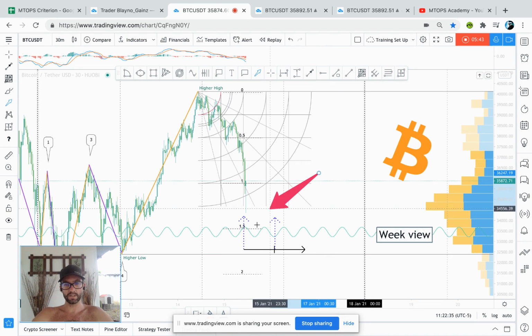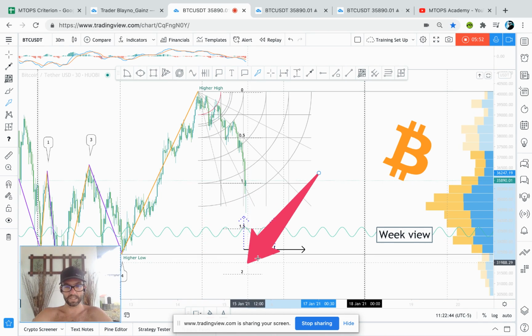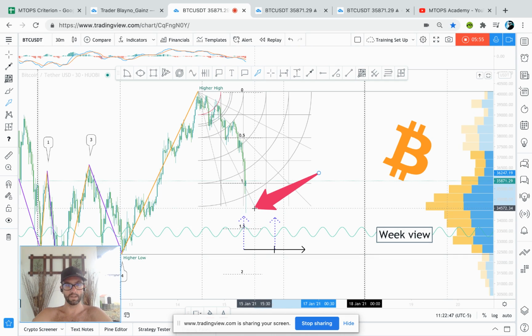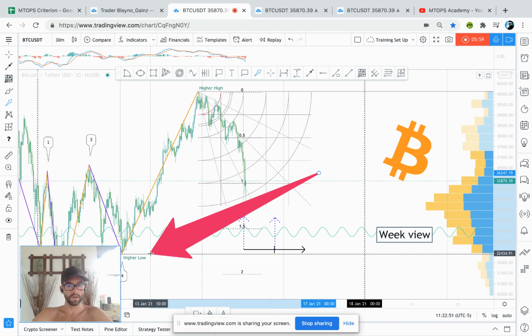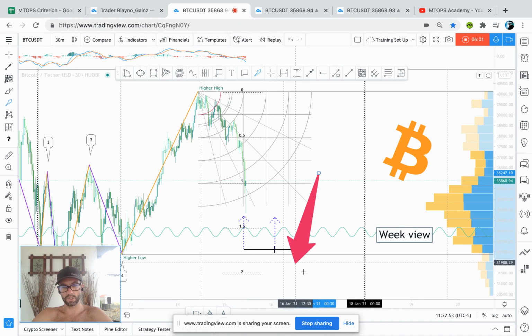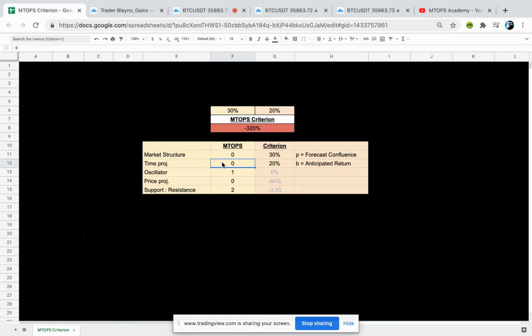So I can tell that's a double confirmation of this being a potential turning point. However, because of the market structure, we can see this lower low means that the price should theoretically come below that higher low line to continue the downtrend. So from that aspect, I'm unsure about this time projection. So I'm going to give it a number 1 for unsure.